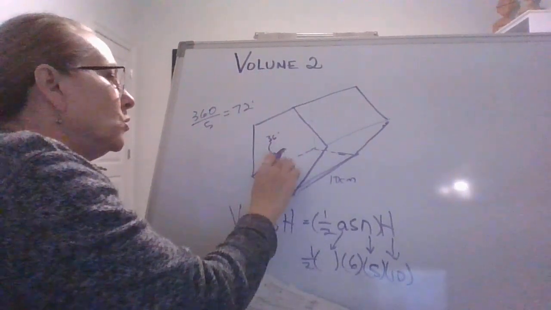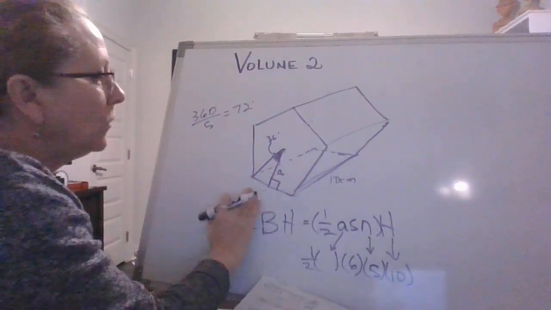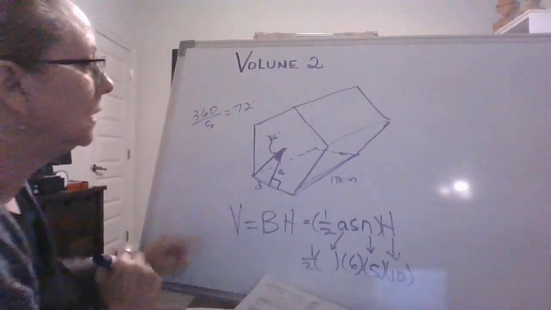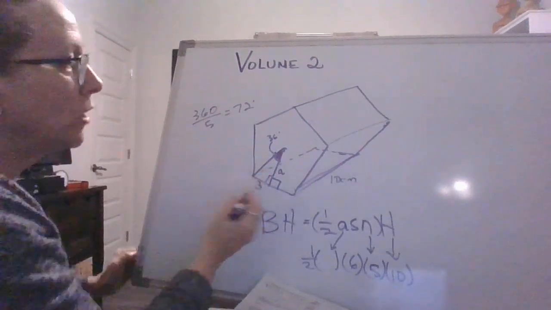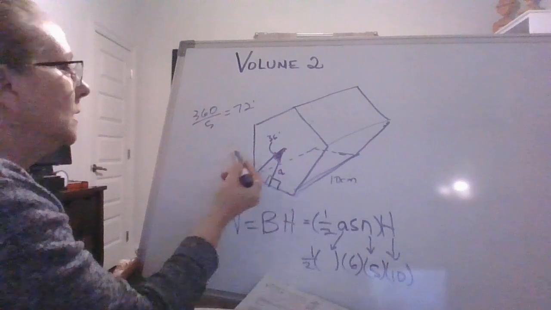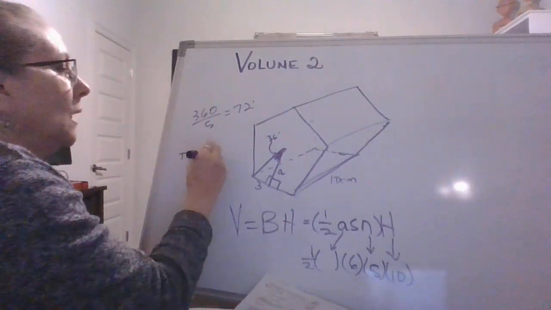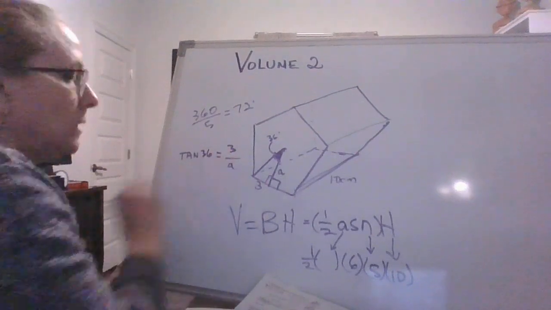We don't need this triangle on this side. We're just looking at this one triangle. We know that half of this side length is 3. So now, right triangle trigonometry, this is our angle. This is the opposite side, the adjacent side. Tangent of 36 is equal to opposite over adjacent.